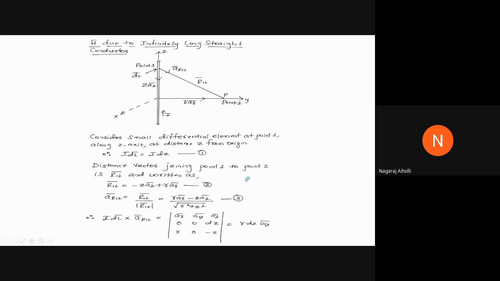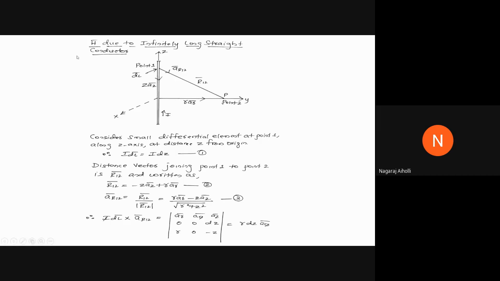What were we discussing in the last class? We were discussing Biot-Savart's law, is it not? Biot-Savart's law and the examples. Correct? In continuation with that, let us study the applications of Biot-Savart's law.